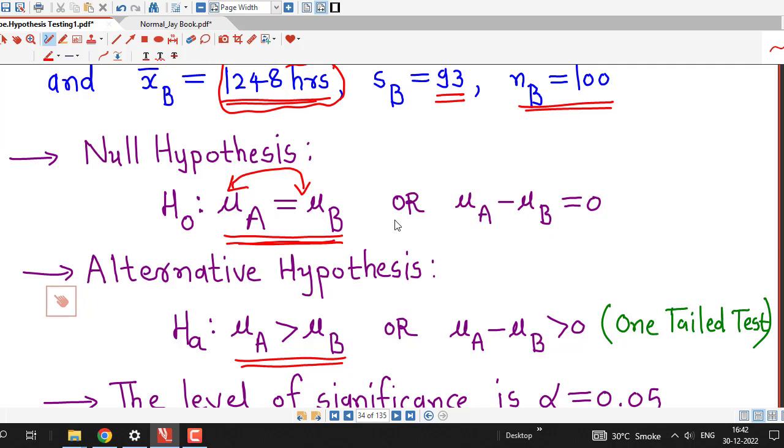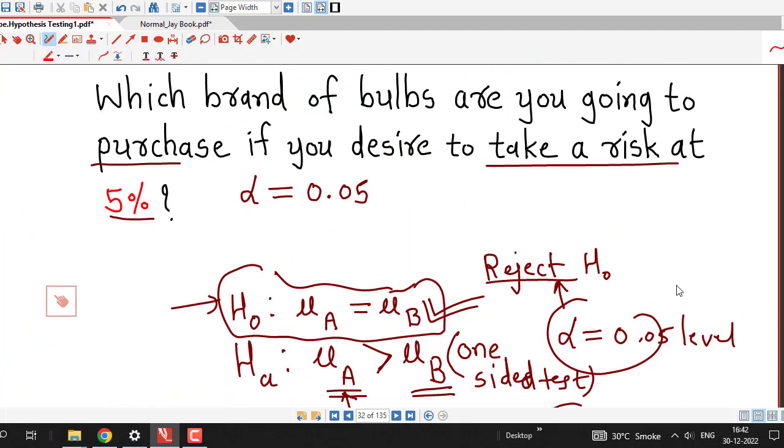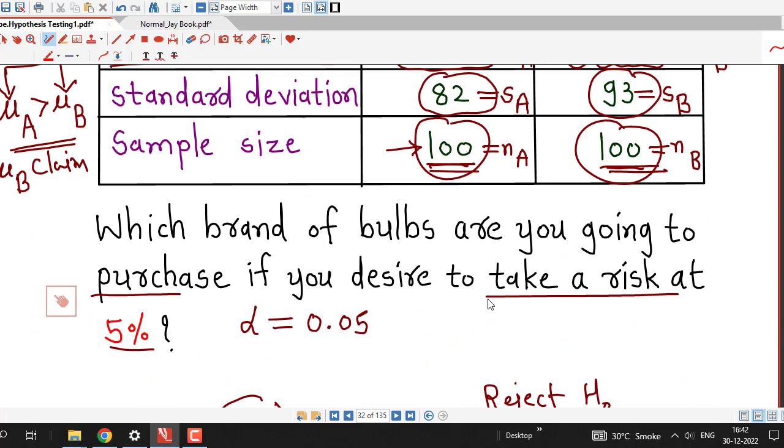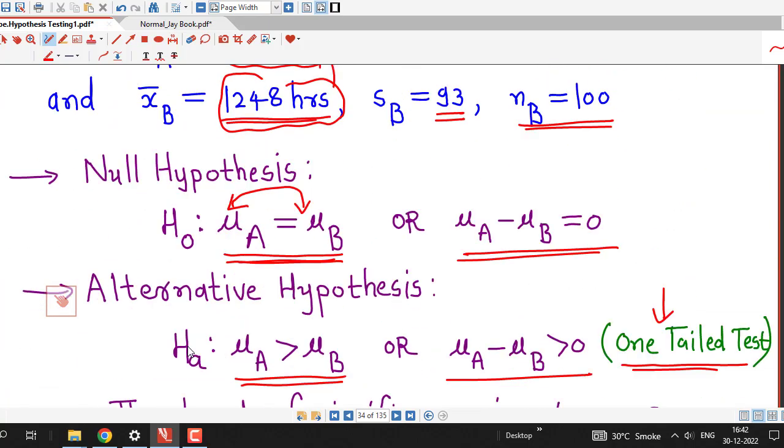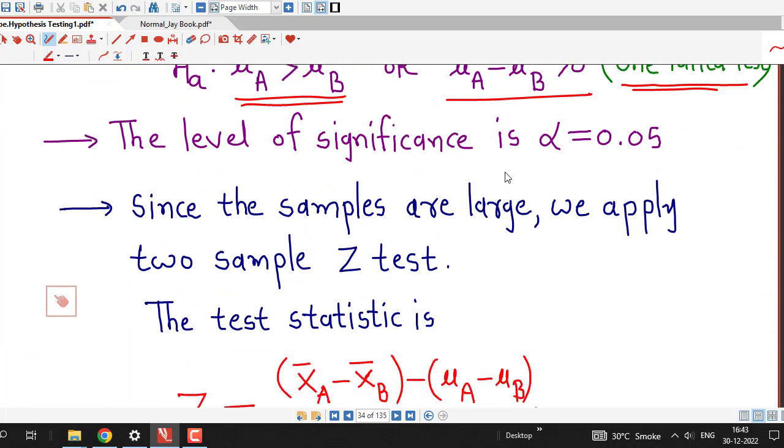Instead of writing in this way, we can write it this way also: mu A minus mu B equal to 0, and mu A minus mu B greater than 0. Because we have a one-sided alternative, we will apply a one-tailed test. The level of significance is given as alpha equal to 0.05. It is given that we are taking a risk of 5%, that means we will consider alpha equal to 0.05. And both the samples are large, their sizes are 100.